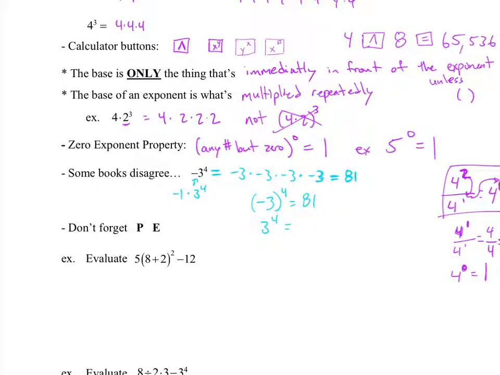If you happen to do negative 3 to the 4th in your calculator and you get negative 81, I'll have lots of grace on this. I'm not necessarily going to mark everything wrong. On quizzes and tests, I'll probably just say, hey, just remember we talked about this, and I probably won't take any points off. There is some disagreement in the math world of how that should be done.